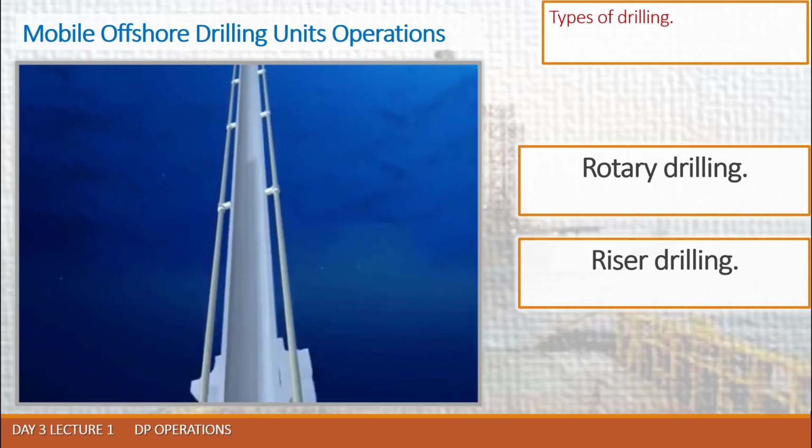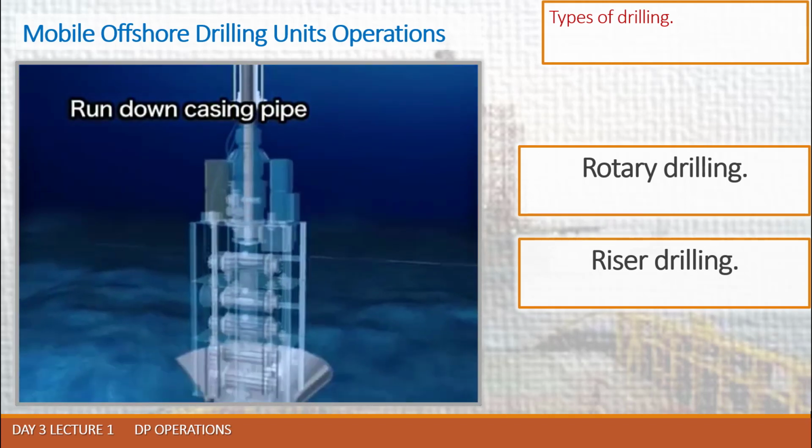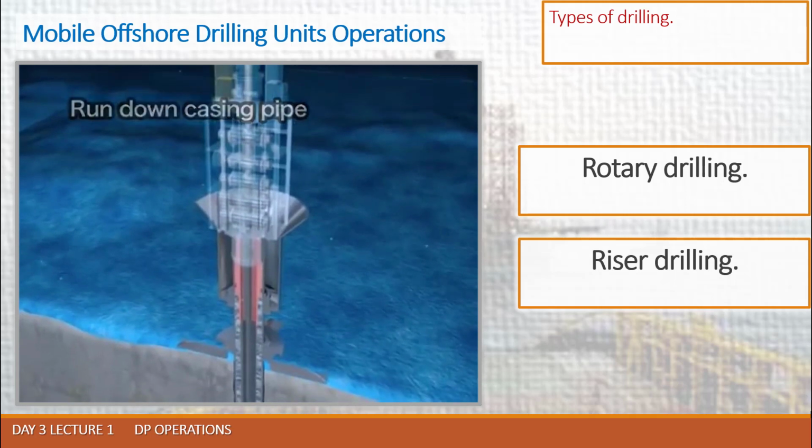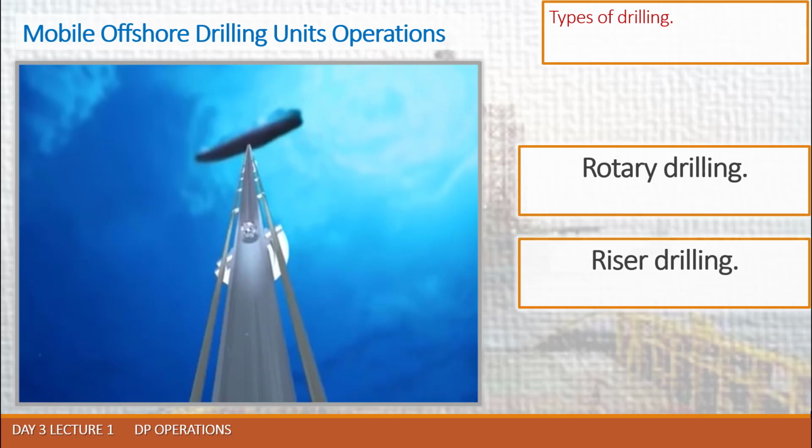To drill the hole even deeper, a narrower casing pipe is set in to protect the drilled hole. After the casing pipe has been installed, cement is pumped into the space between the hole and the casing pipe to fix the pipe in place.